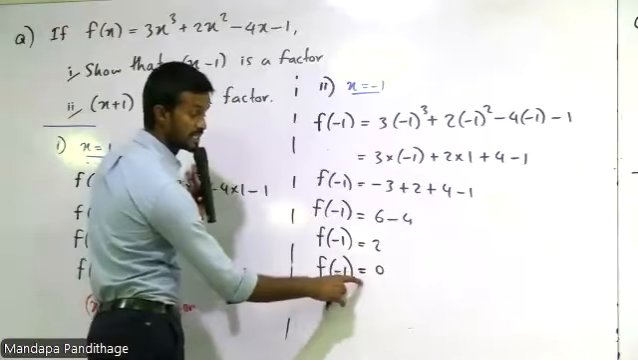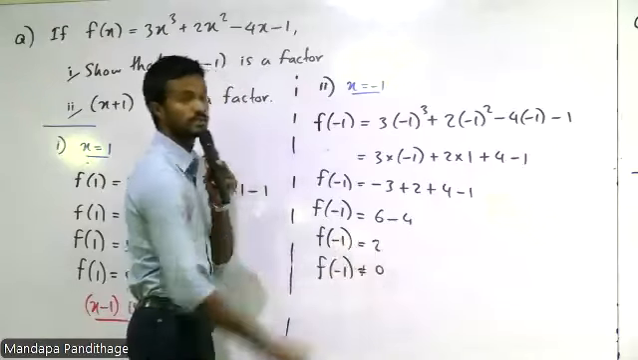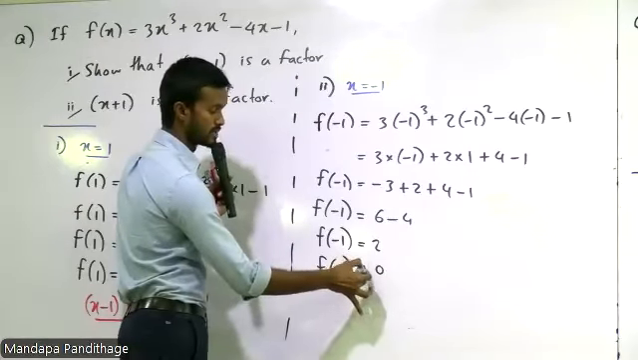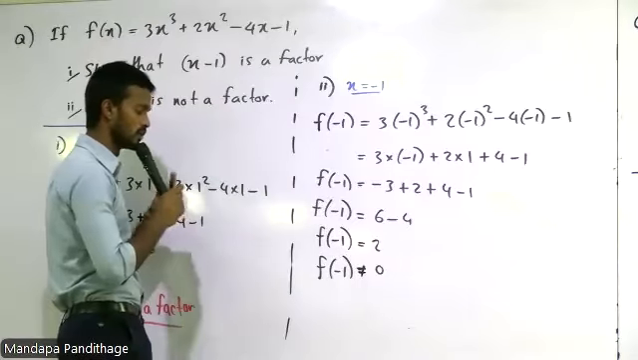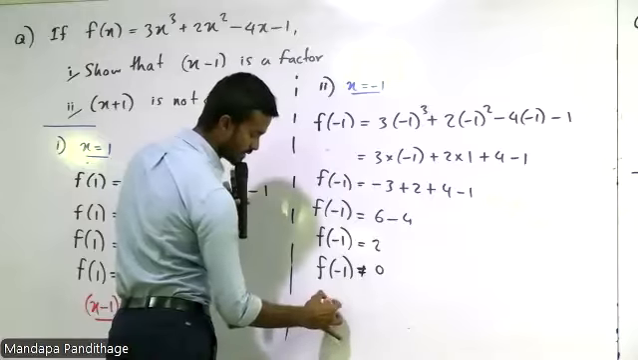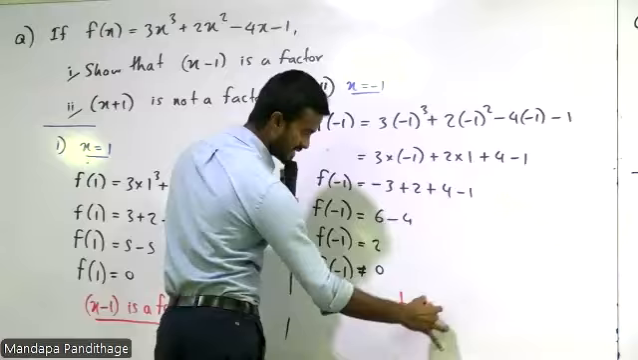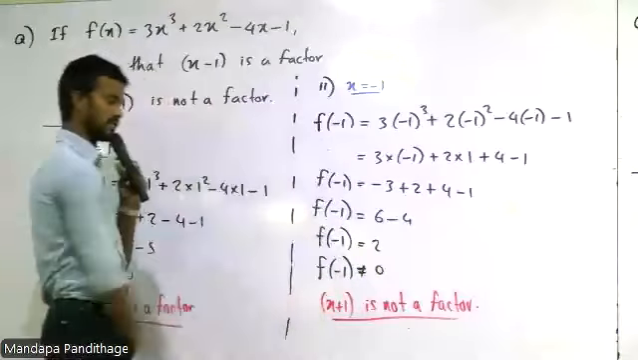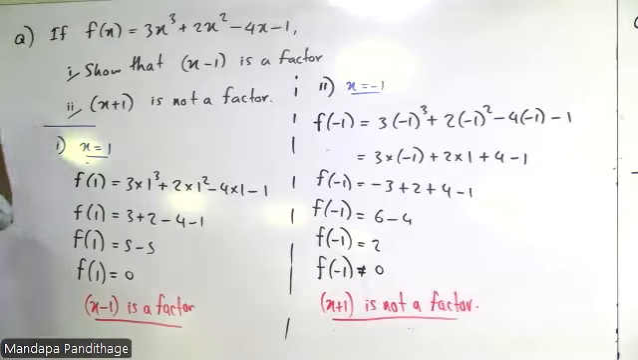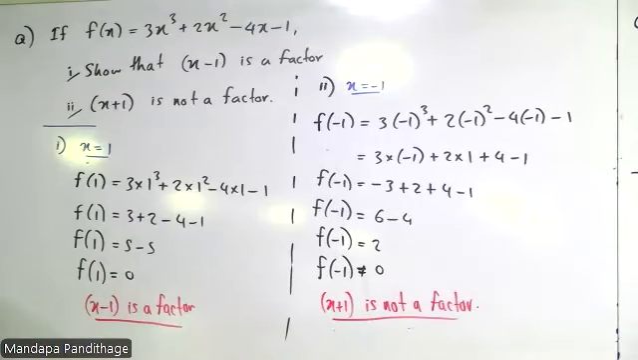Okay, so if f(-1) is equal to 0, what can you say? x plus 1 is a factor. But this is not equal to 0, so the opposite: this is not equal to 0, which means x plus 1 is not a factor. Clear? If you are supposed to show that x plus 1 is a factor, you have to show this is equal to 0. If you are supposed to show it is not a factor, show that it's not equal to 0. Write it this way: put a star mark in a red pen and write in a normal pen.